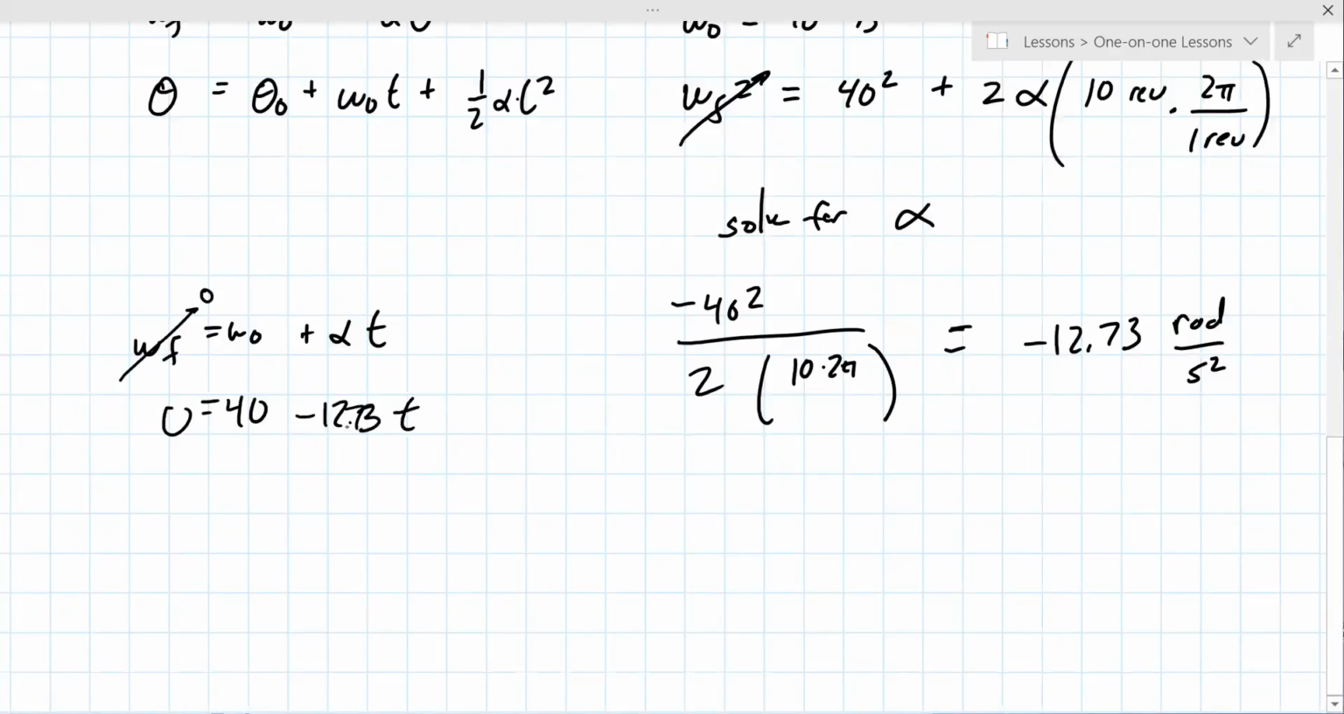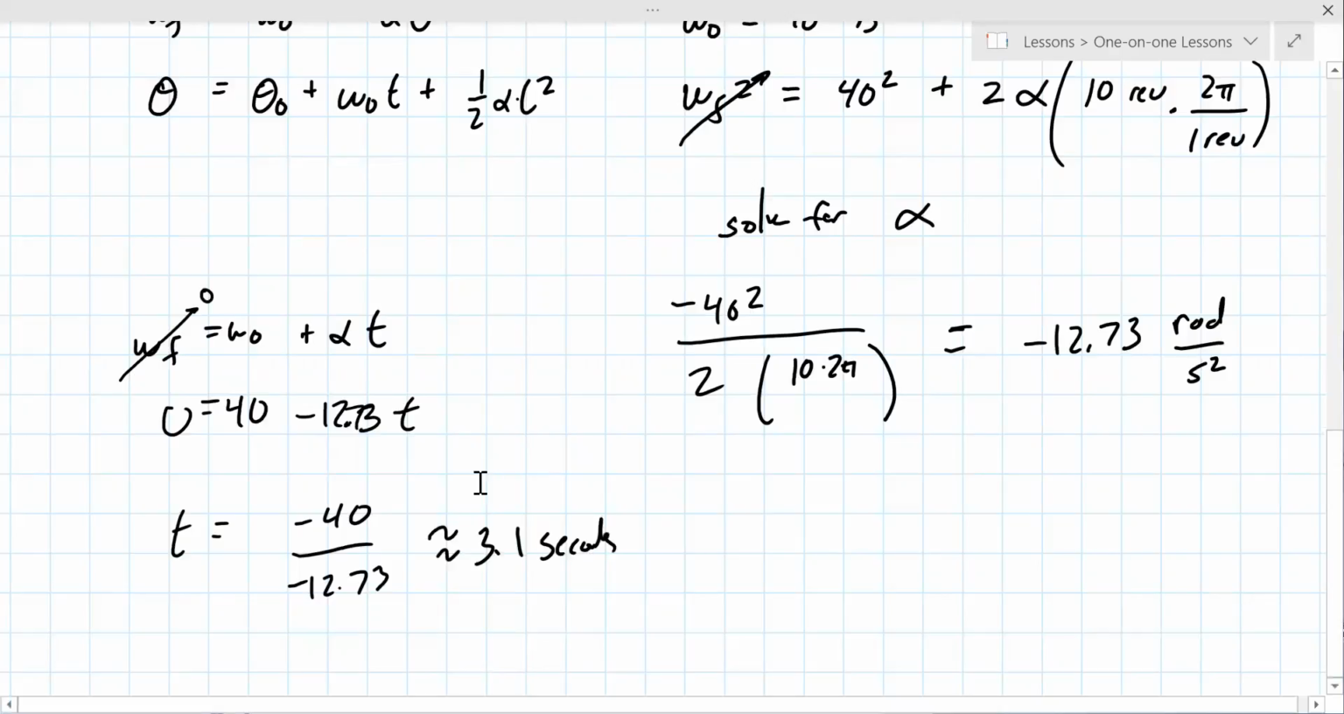And we solve that for t. So t equals minus 40 over minus 12.73. And yeah, we're going to be pretty much right on that, approximately 3.1 seconds. All right, let's go on to number 3.